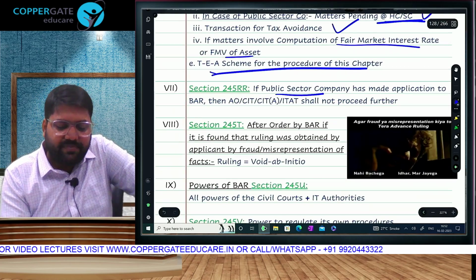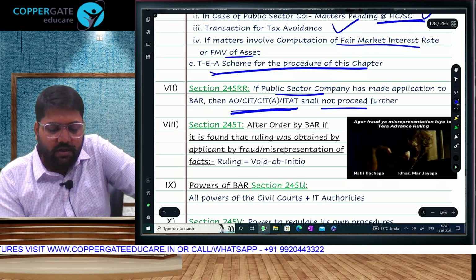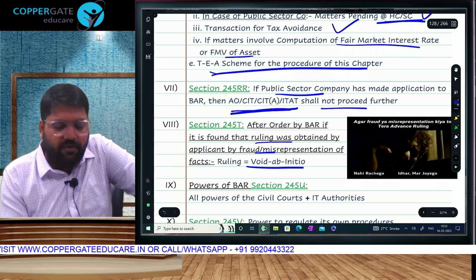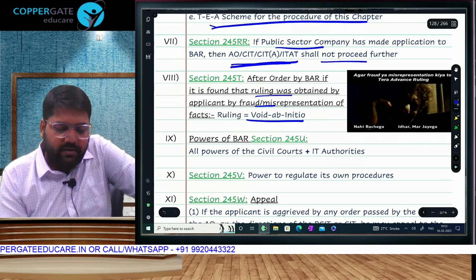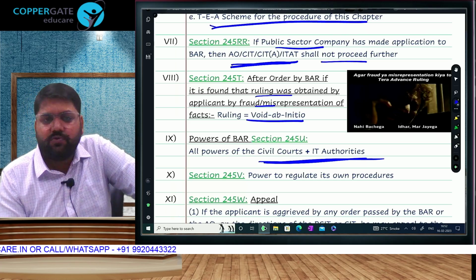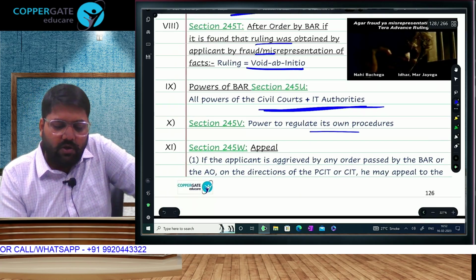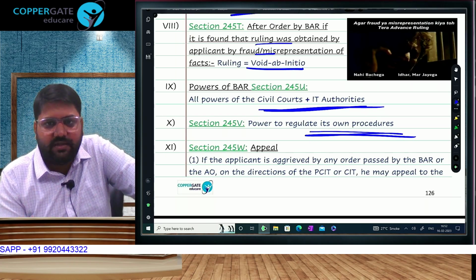Once a public sector company has made an application, wherever the matter was pending, they will obviously not proceed further. If you take a ruling by way of fraud or misrepresentation, then the ruling will be declared void ab initio. All powers of IT authorities will also be given to the Board of Advance Ruling for effective management of the law. The BAR can regulate its own procedure, meaning timing and how many employees and all that.